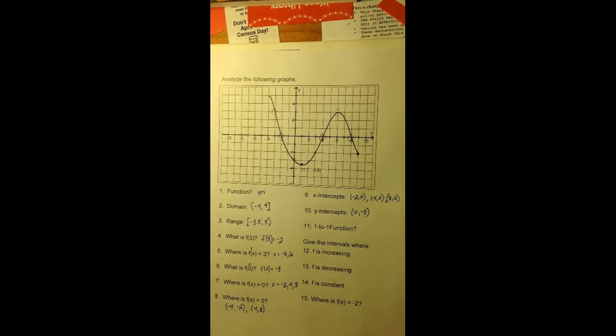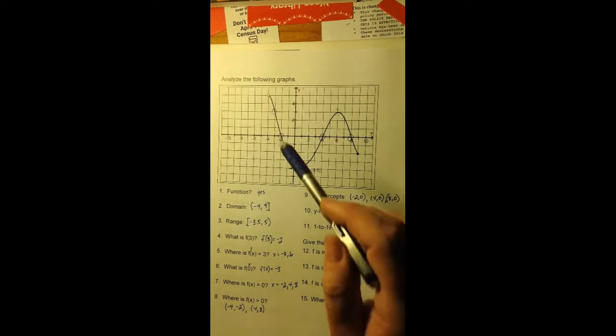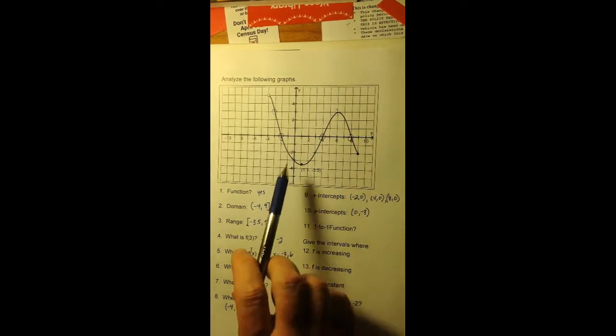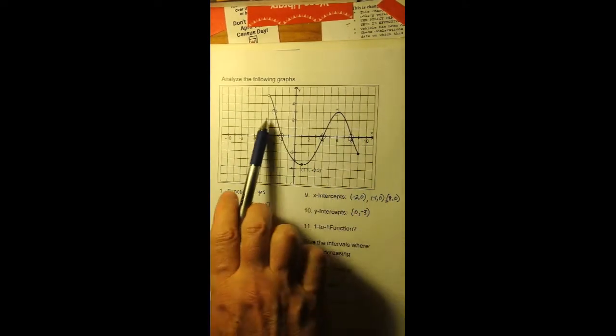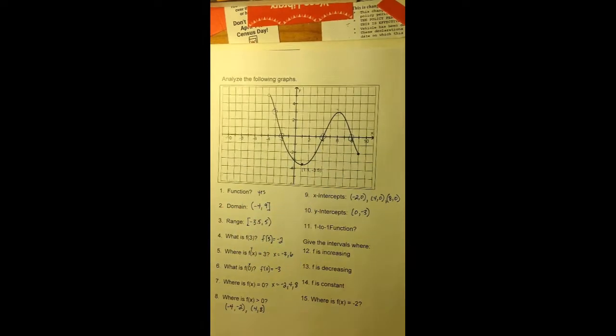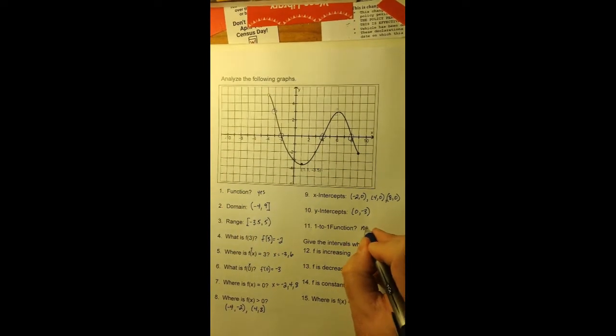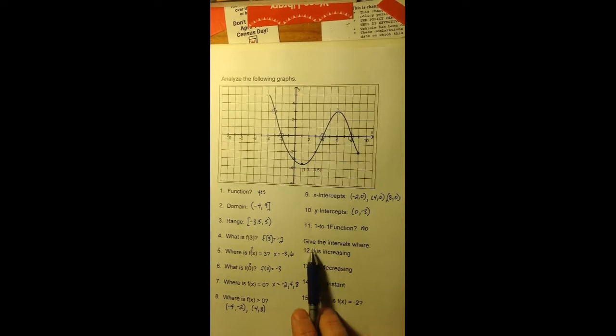Is this 1 to 1? Well, we said it was a function, so it passes the vertical line test, but it does not pass the horizontal line test. If I draw horizontal lines, I have a problem. Give the intervals where f is increasing.